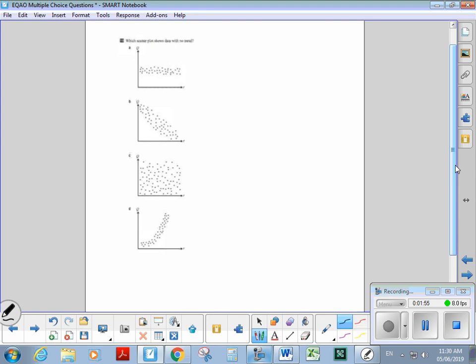Okay, so which one shows no trend? Remember, the trend is when the data cannot fit in a hallway. So for the first one, all the data fits in a hallway. Second one, data fits in a hallway. The third one, the hallway is curved, the last one, the hallway is curved. This is the correct answer, C. The data is all over the place. There is no trend there. All right, moving along.